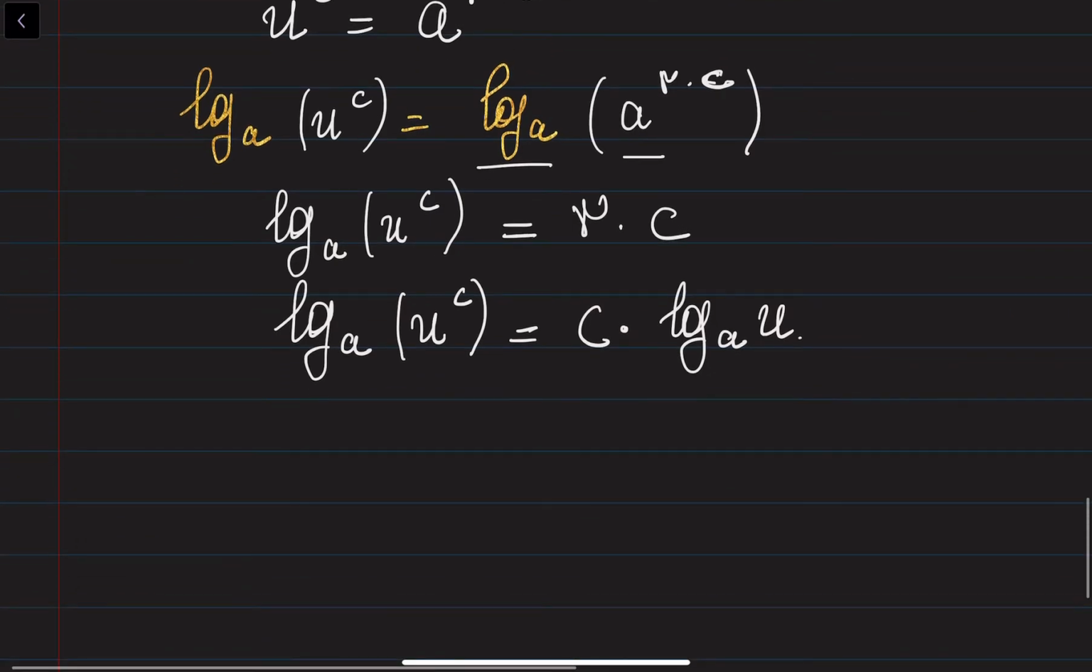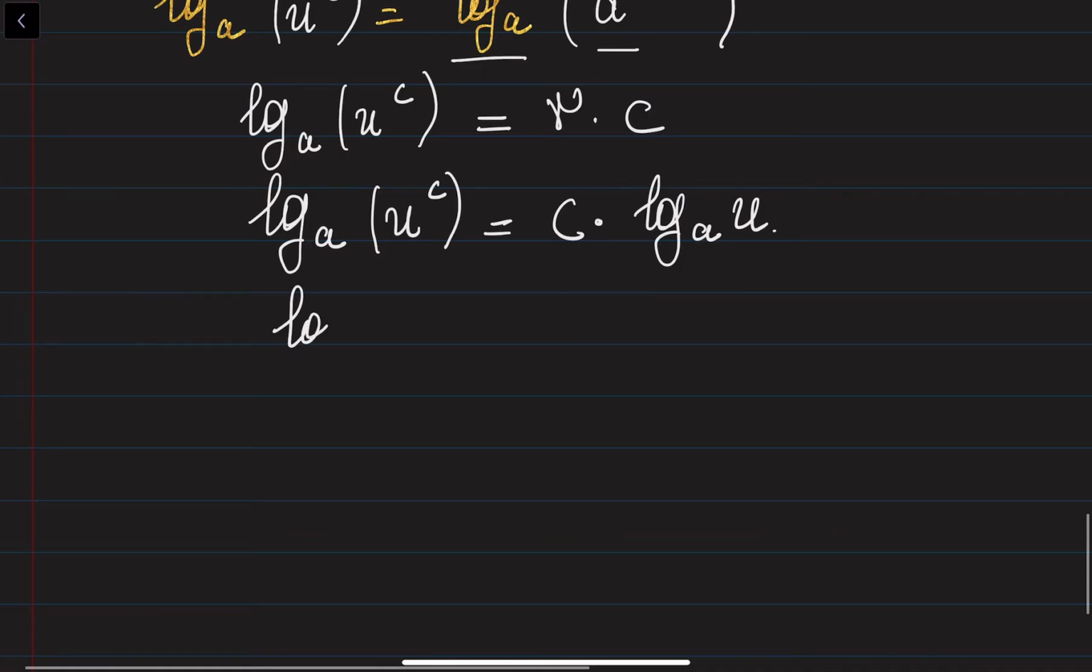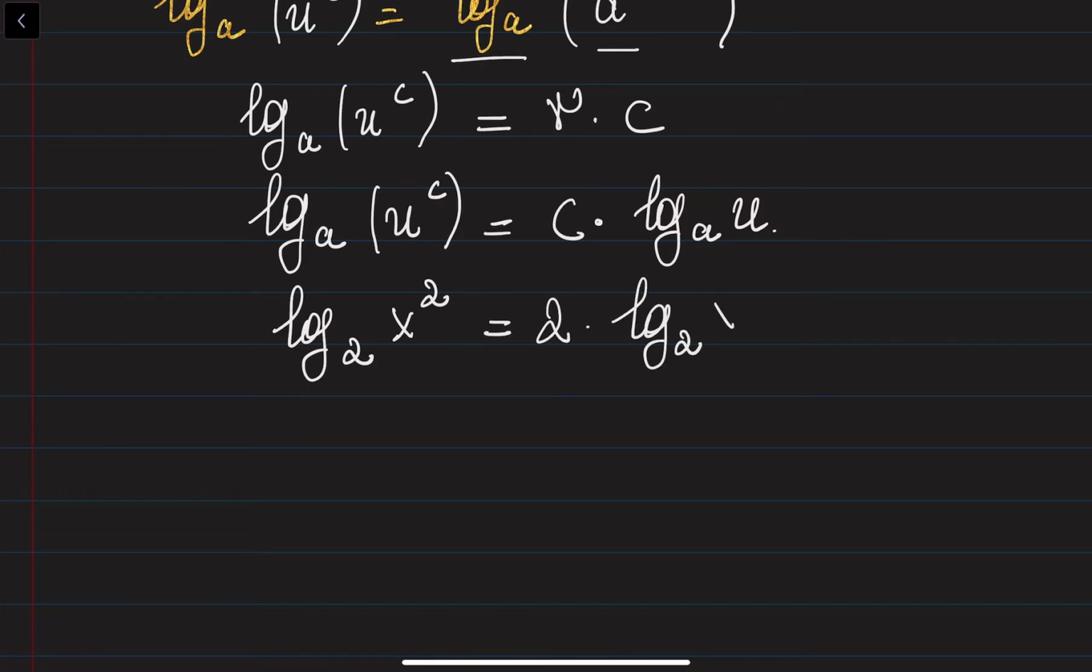So for example, if you need to get rid of the powers of x, if you're given the logarithm of base 2 of x squared, but you still need to find x, you can just apply this rule and write this down as 2 times the logarithm of base 2 of x. So let me do an example to solve some problems with the logarithmic functions.